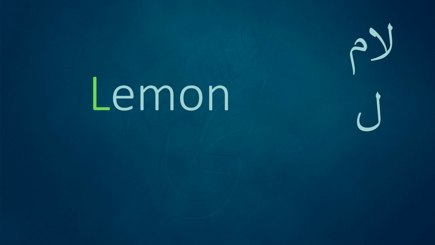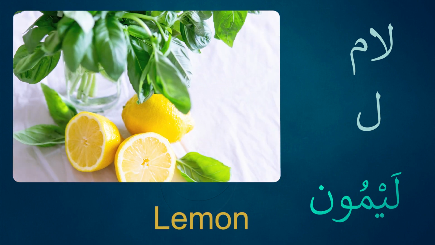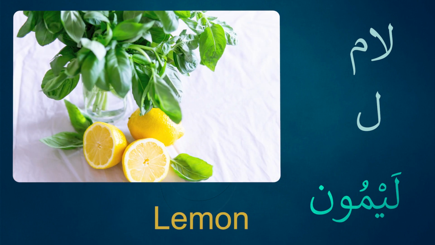We all remember, at least hopefully, this letter from lesson 10. This is kaf, kaf. And if we remove the mark and bend it slightly, it will be lam, lam. And its sound is la, la, like the first sound in lemon. We can find the letter in laymoon, which is of course lemon. Laymoon. It is somehow different from the English word, right?